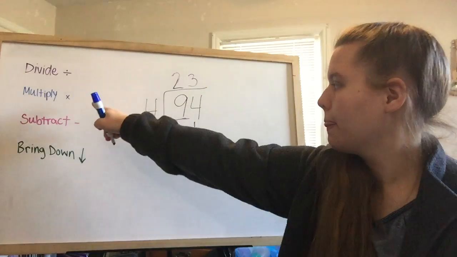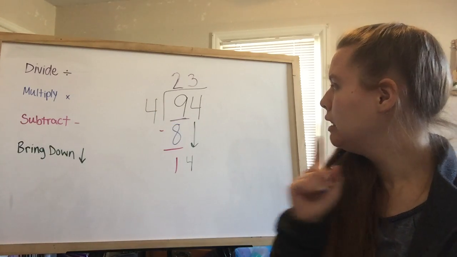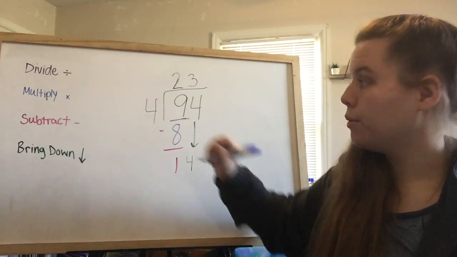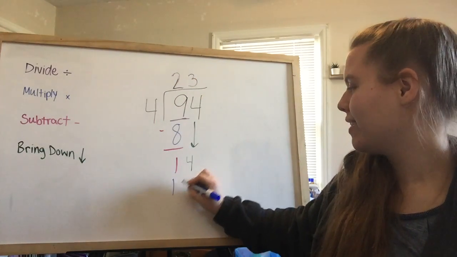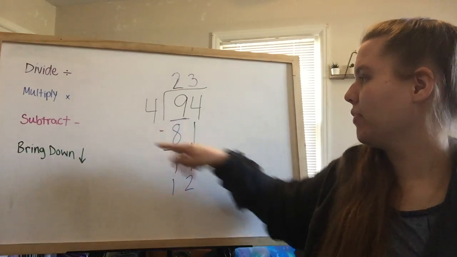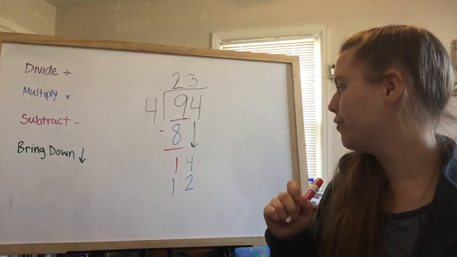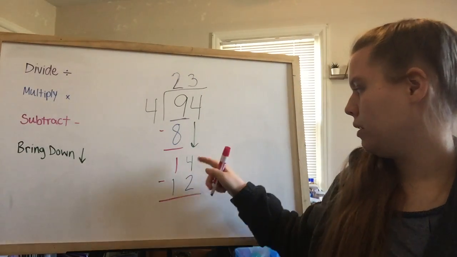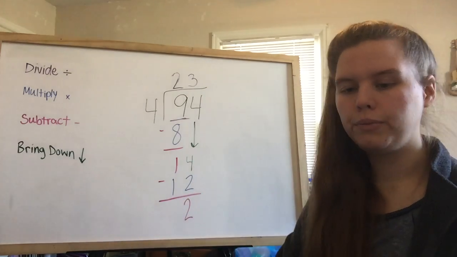Next, I'm going to multiply. 4 times what? Well, last time I know we got an 8 because we did 4 times 2. Now we're going to do 4 times 3. And that's going to give me 12. Okay, so I did my divide. I did my multiply. Now I'm going to subtract. What am I going to subtract, do you think? If I did 9 minus 8 before, now I'm going to do 14 minus 12. Okay? And what's that going to give me? If I have 14 and I take away 12, I'm going to get a 2, right?